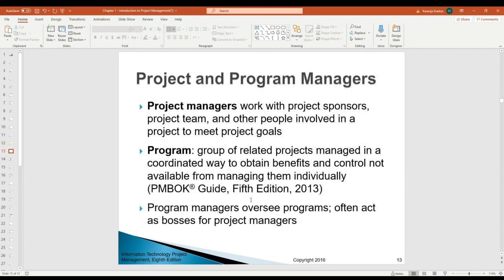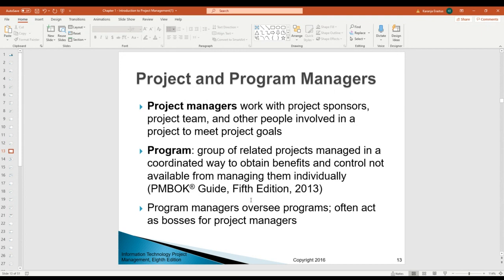Okay. So we talked about the project and program managers, and we have project managers. So these are people who will work on a project. They work with sponsors, the team, and other people who are involved in the project, usually what we call the stakeholders. And then if you have a company that has more than one project, usually they group all the projects together into what we call a program.